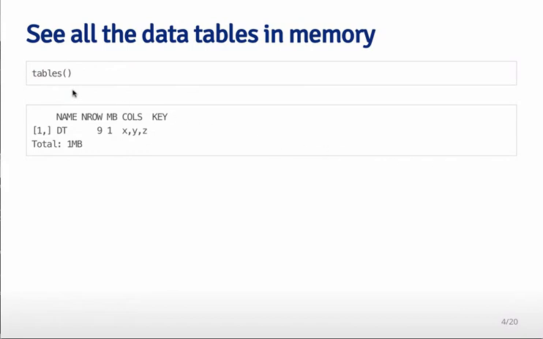One thing that you can do is see all of the data.tables in memory, and you do that with the tables command. It has an S at the end. It's different than the table command. What it'll tell you is the name of the data frame, or data table, how many rows, how many megabytes, how many columns, and if there's a key. I'll talk a little bit more about what I mean by a key in a minute.